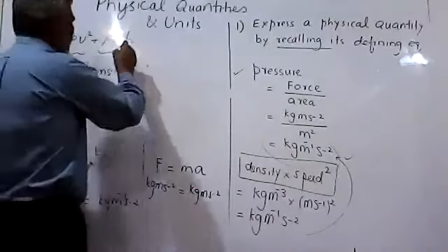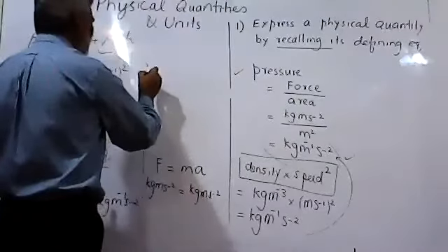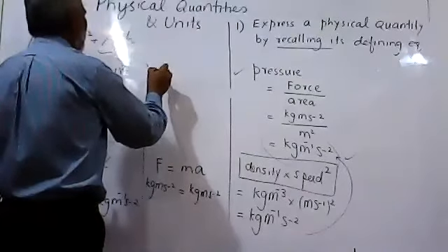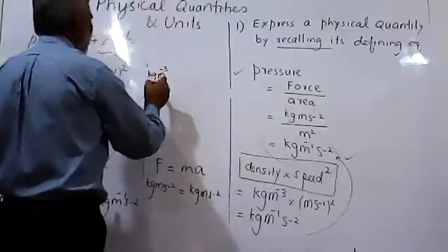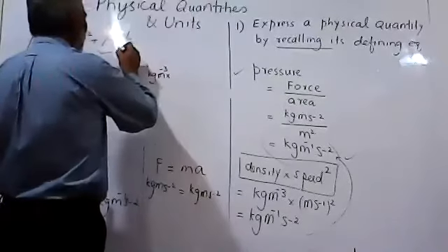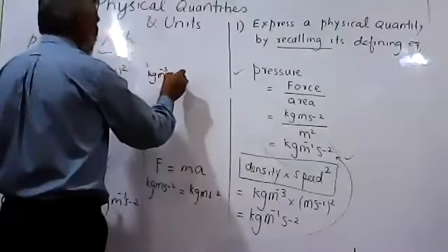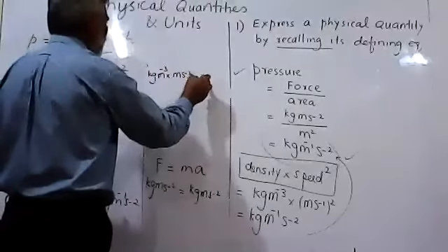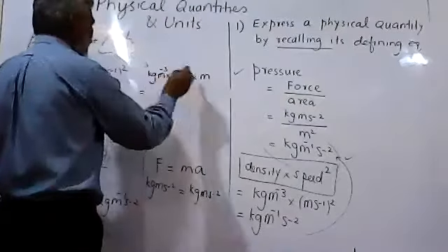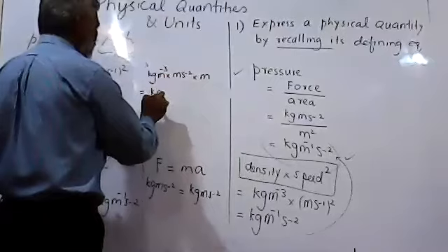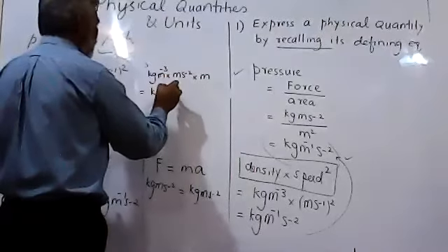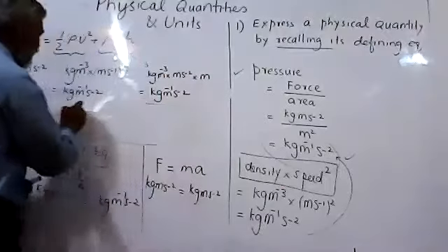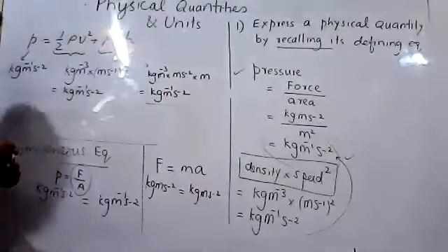Similarly, this term, which is density first, kilogram meter minus 3, into this acceleration due to gravity, meter per second square. This is height, so meter. When I simplify them all, it again becomes kilogram meter minus 1 s minus 2. So same dimensions in all three terms.